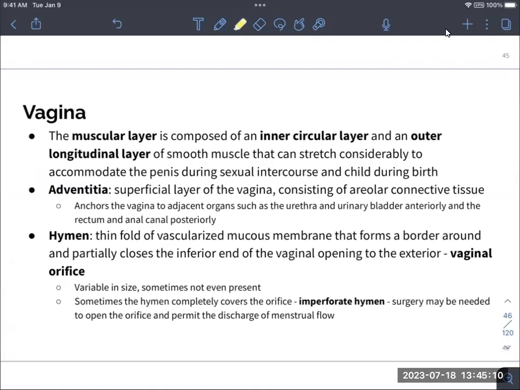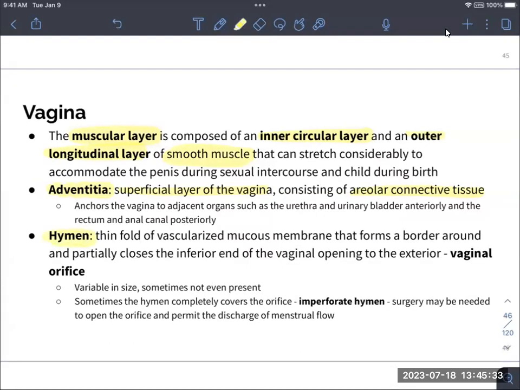So this vagina also has muscular layers to it. It has an inner circular layer and an outer longitudinal layer, smooth muscle, stuff we don't control. The adventitia is that superficial layer. It's areolar connective tissue.